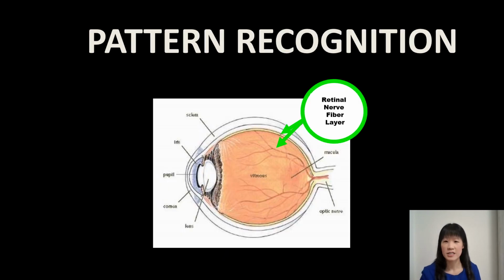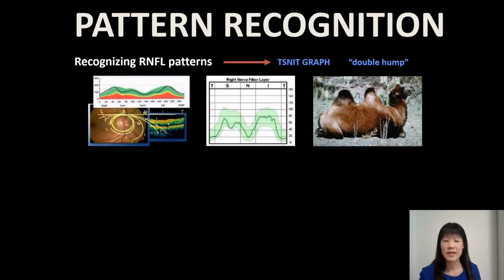So pattern recognition. So what are some pattern recognition of the nerve fiber layer? Well, the nerve fiber layer, when it's mapped out on the TSNIT graph, usually here our patient's nerve fiber layer thickness in this dark green line is usually a double hump, as we see in nature with this camel. Age match normal is this shaded green area here. So pattern recognition. The nerve fiber layer TSNIT graph should be normally a double hump where the superior and inferior nerve fiber layer is thicker. So hopefully everybody has a thicker superior and inferior nerve fiber layer in this room.